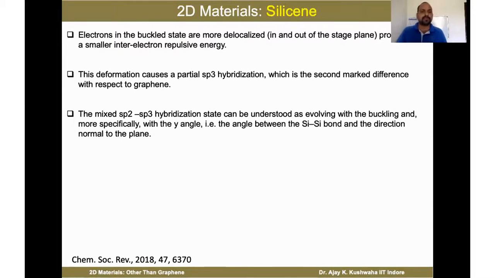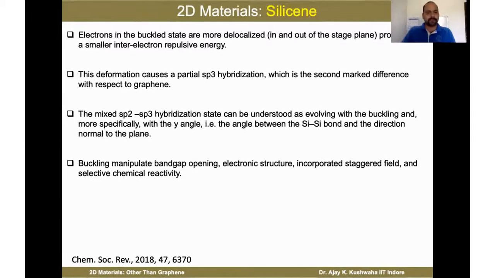So we have mixed sp2 and sp3 hybridization due to the buckling, which we can understand from the angle gamma, basically the angle of the silicon to silicon bond as compared to the normal plane. And if this buckling is there, it gives a difference in the band. Since buckling is there in silicene, we may have some band gap opening. Similarly, the electronic structure will be slightly different, and even by doing some selective chemical modification, we can again manipulate the band gap and electronic properties.